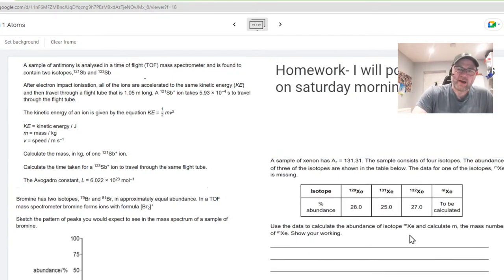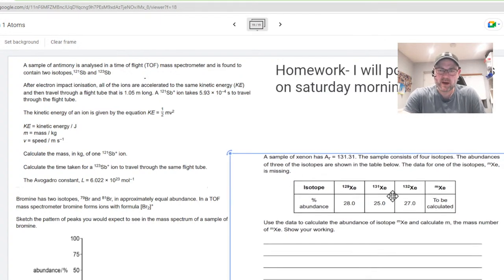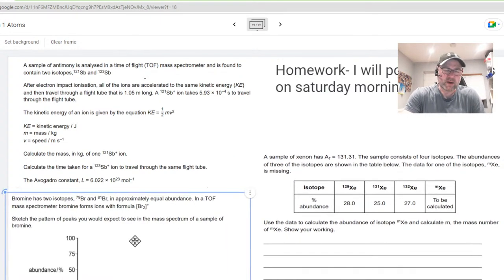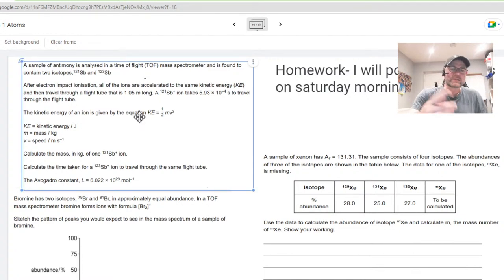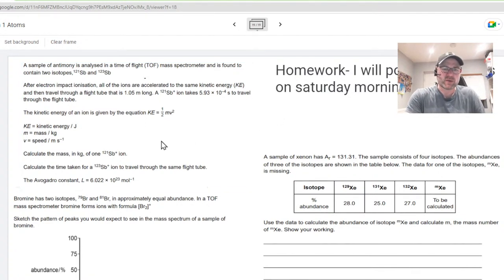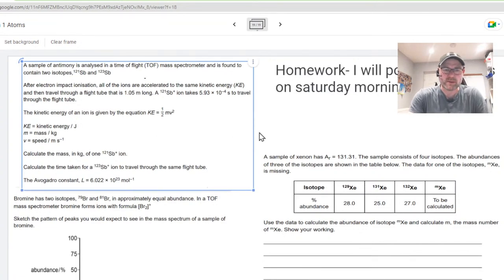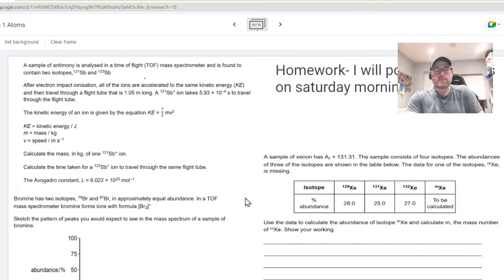You can see here another abundance one. This one here is a graph down the bottom. You've got to put some little lines along there. And then up here, you've got a time of flight five marker like we've just been doing, a 5 or 6 marker. I think this one might be 6 marks. So that's for homework.